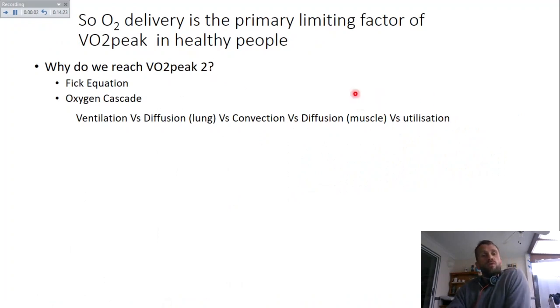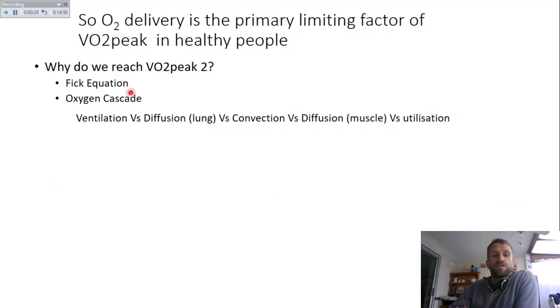Now, if we're happy that VO2 max is largely limited by oxygen delivery, the next question is, where within the oxygen delivery system does this limitation occur? It could occur anywhere from the atmospheric air through to reaching the mitochondria, and all the processes in between. We're going to look at it from two points of view.